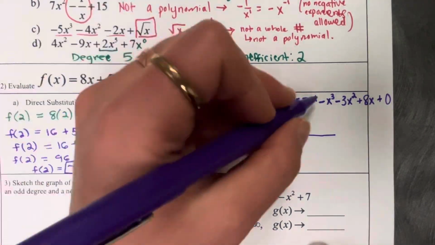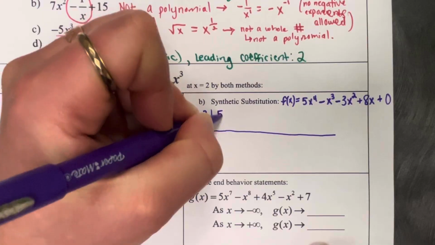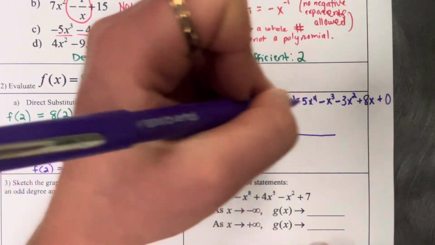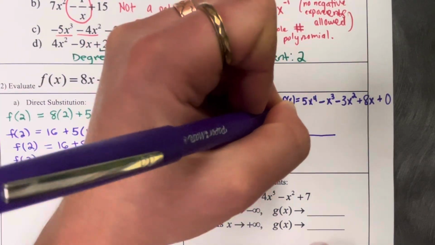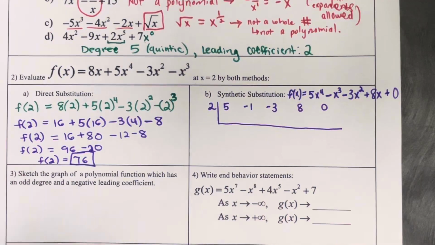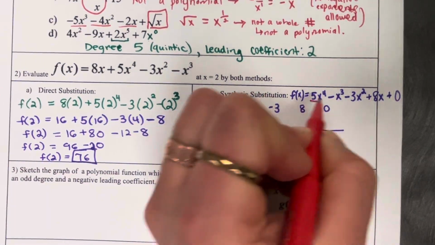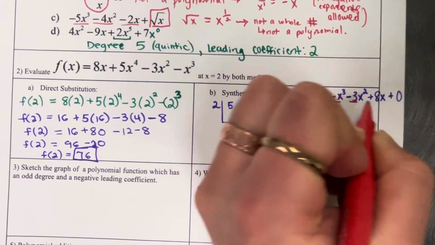Okay, now let's put all our coefficients in. 5, negative 1, negative 3, 8, and 0. Again, those are the leading coefficients. That negative 1 is invisible.